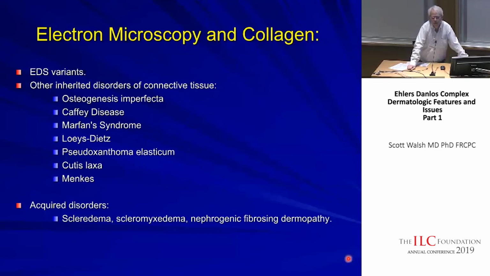Now you have to keep in mind that there are acquired disorders where a person will make abnormal collagen. So whether you get a problem with the cell that makes the collagen, so a problem with the fibroblasts, there's a group of these. They're kind of rare: scleroderma, scleromyxedema, nephrogenic fibrosing dermopathy, things dermatologists see.